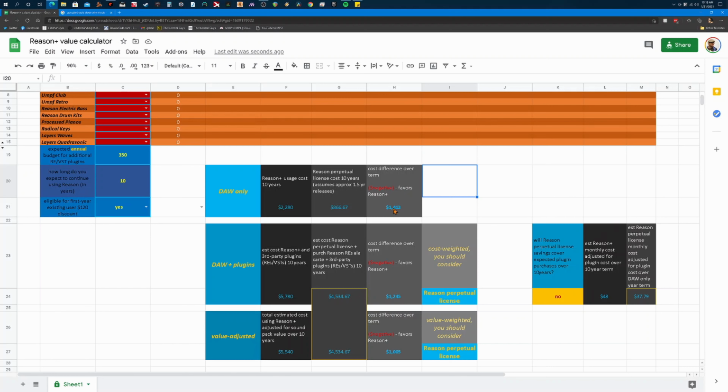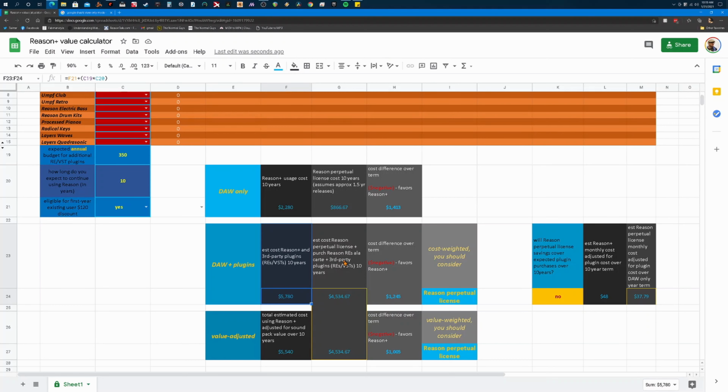If this was a red number in parentheses, it would mean it would be negative, and it would mean that the better option in that scenario would be to go with Reason Plus. The DAW plus plugins section takes into account the additional stuff you're purchasing outside of Reason. So the estimated cost of Reason Plus and third-party plugins, rack extensions, and VSTs over 10 years, in this case, would be $5,780.